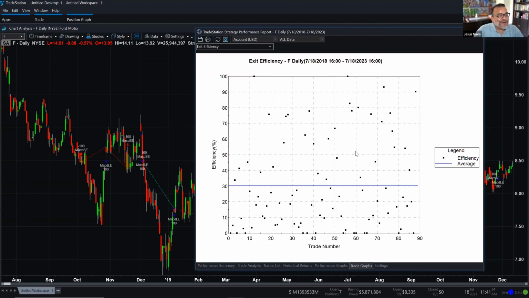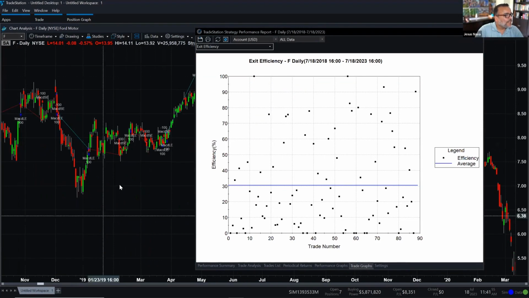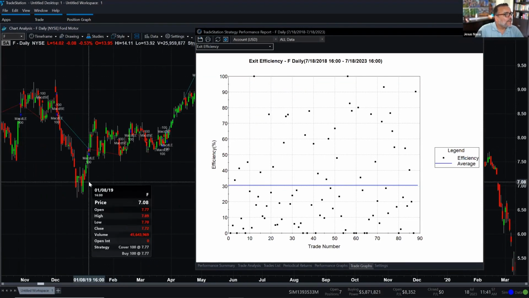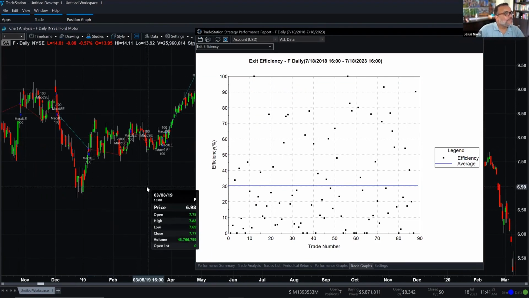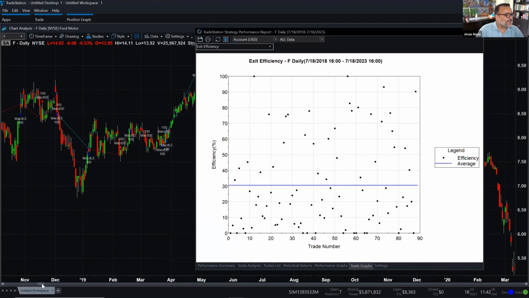Interesting. So let's go over here and take a look at a trade that had a 100% exit efficiency right here. This is an exit efficiency of 100%. This is trade number 12, which happened on March 27th, 2019. So let's scroll a little bit further. March 27th, right here. So we're talking about this trade right here.